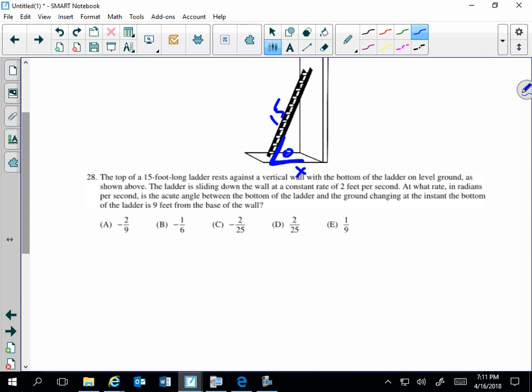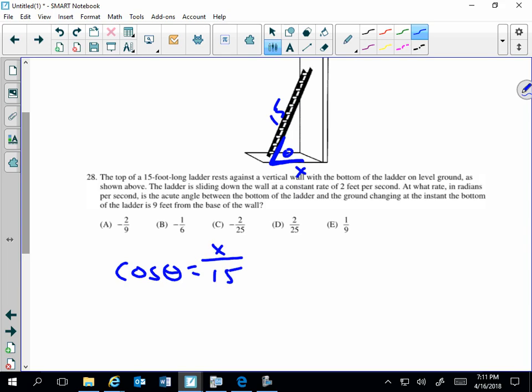I don't really even need to know the Pythagorean theorem right at this second, because I need somehow to write a relationship between x and the 15 and the theta. I'm looking at cosine. Cosine is equal to the adjacent over hypotenuse.